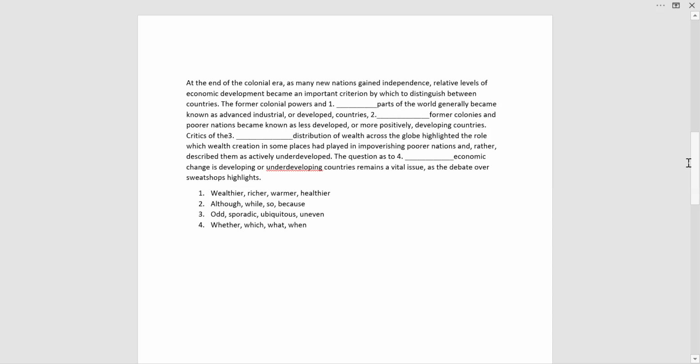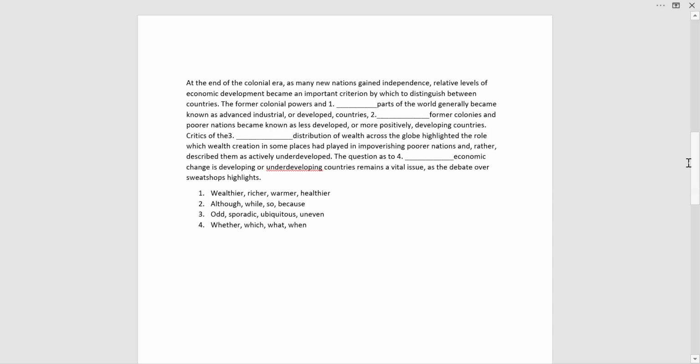So here, the passage. At the end of the colonial era, as many new nations gained independence, relative levels of economic development became an important criterion by which to distinguish between countries. The former colonial powers and wealthier parts of the world generally became... we are talking about parts of the world. Wealthier and richer are normally used with people, but we say wealthy nations, parts of the world. This is how we generally use this word when we talk about parts of the world or nations. So wealthier will be the right choice. You picked an appropriate choice, obviously the word is not right, but you were on the right track.